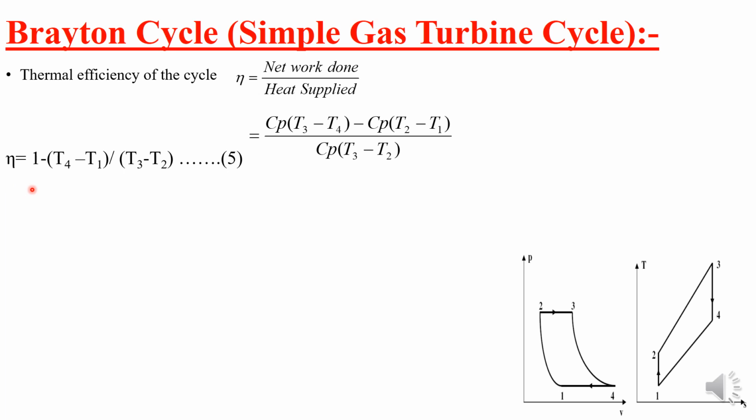Once you have the efficiency of the Brayton cycle in terms of temperature, next you have to get the expression for the Brayton cycle in terms of pressure ratio. How do you get it? For that, you should use the relationship between temperature and pressure for the process 1 to 2 as well as 3 to 4. Now for 1 to 2, if you want to write the expression which relates temperature and pressure, how can you write it?